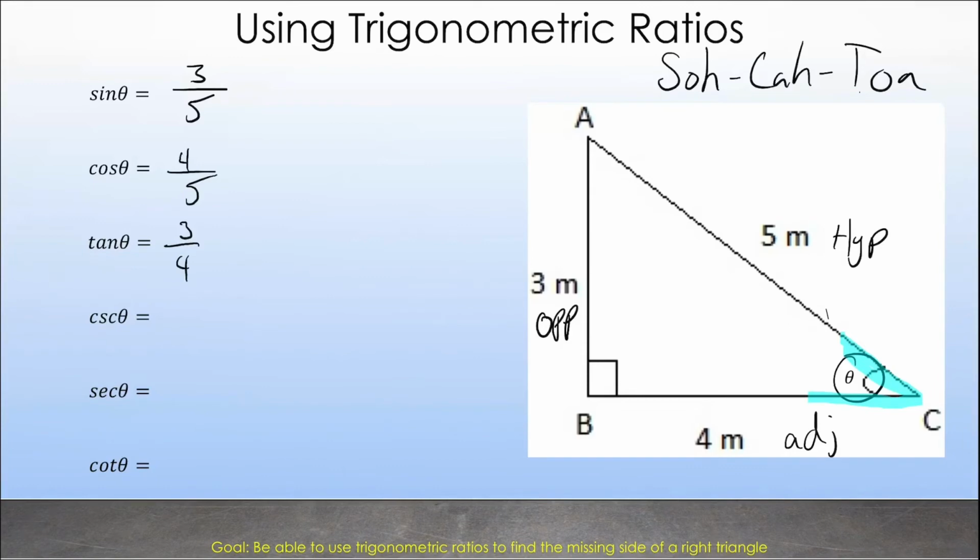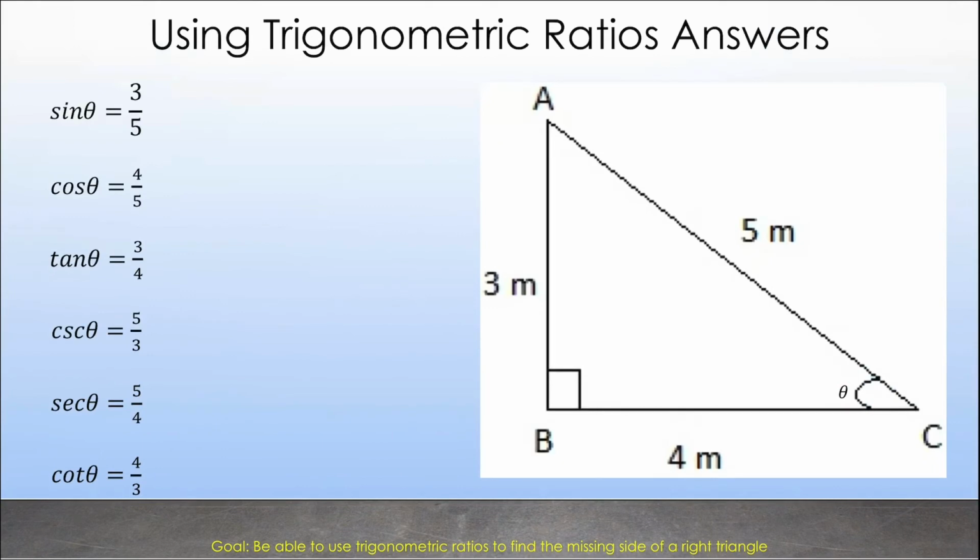And these next 3 are just the reciprocals of the first 3. So cosecant goes with sine. My C and S have to go together. So I'm going to just take the sine and say 5 over 3. We just flip it. Secant goes with cosine, so we flip that one, 5 over 4. And cotangent goes with tangent, 4 over 3. I just did my reciprocals. Okay. All right. There they are. We did them. We got them right.